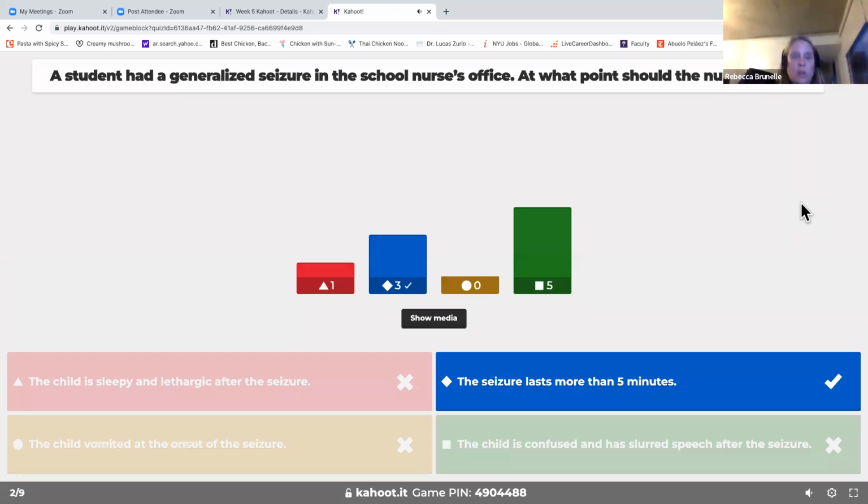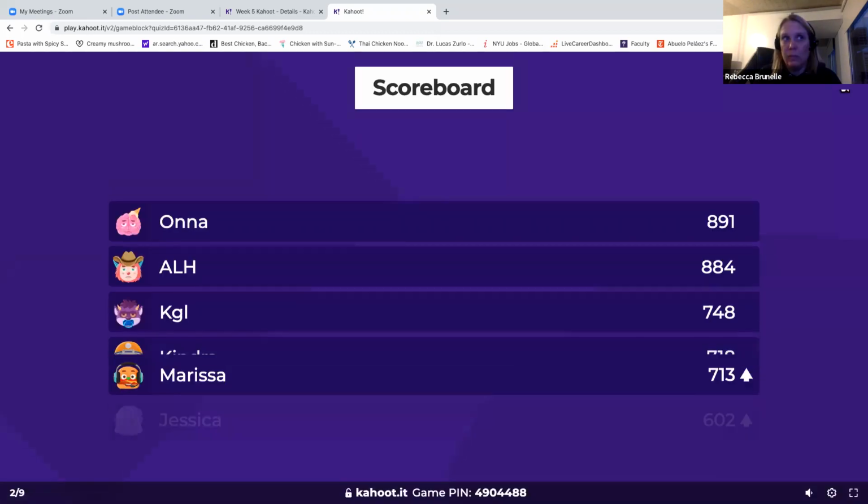So the correct answer was the seizure lasts more than 5 minutes. The other options are pretty common with seizures. You're going to expect them to be postictal, sleepy and lethargic. They might be a little bit disoriented, have slurred speech, and it's not uncommon that they vomit at the onset. But if you're having a seizure that lasts more than 5 minutes, then you're really going to be worried about their airway. They might need intubation. This is progressing to medications that are not going to be available at school. So this is your emergency, and you need to make sure that you're calling 911.